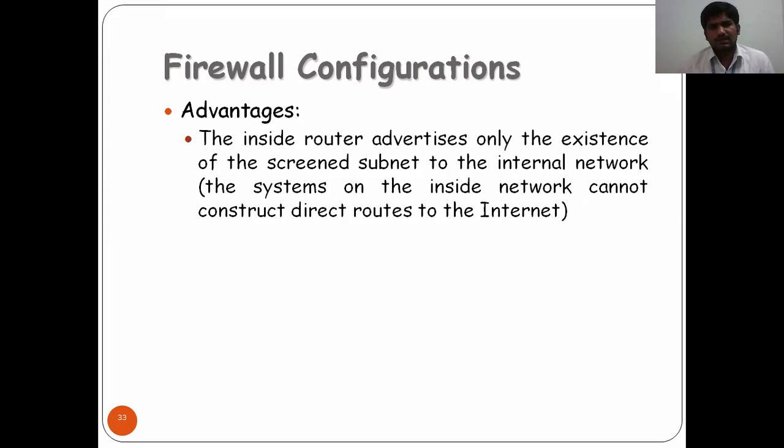Another one is the inside router's advantage: it only extends the existence of the screened subnet to the internal network. So the systems on the inside network cannot construct direct routes onto the internet. We cannot make a direct route. So we simply go through the individual routers, which handle transferring, that is, distributing the packets between the systems, the private networks, the bastion host and some information servers, and how the data is going to flow.